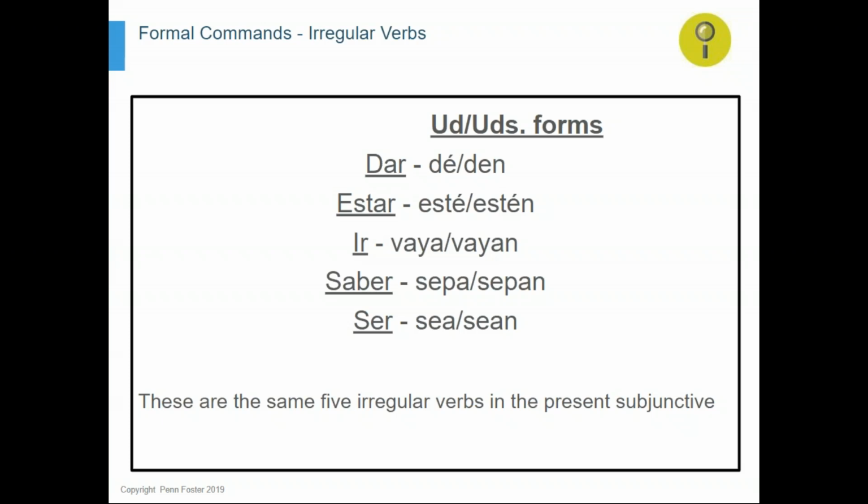You can't just conjugate to first singular and drop the O, because if you think about dar, first singular present indicative is doy, estar is estoy, ir is voy, saber is sé, and ser is soy. None of them ended in O, therefore they are irregular and must follow these present subjunctive spellings. So if you tell a group of people to be here at 8 o'clock, you would say estén aquí a las 8. If you're telling somebody to be nice, one person, sea simpático. Again, if you don't know that person, formally speaking.